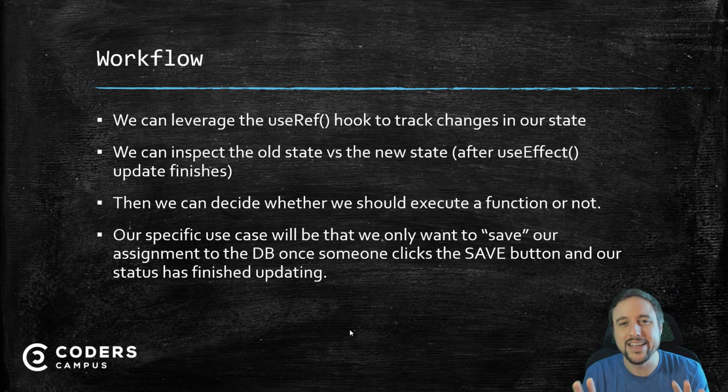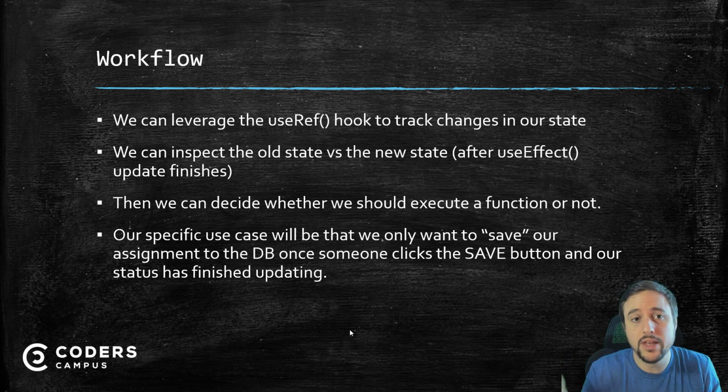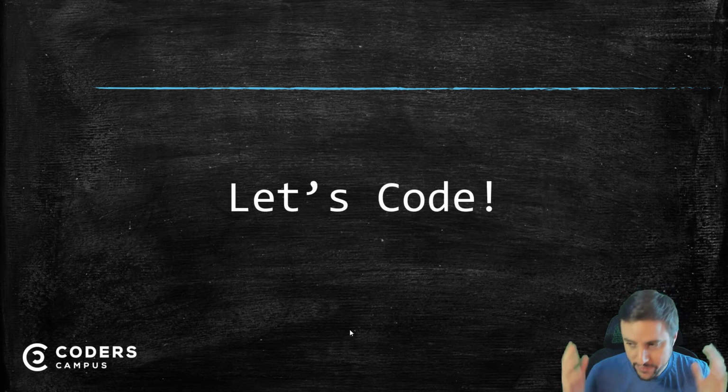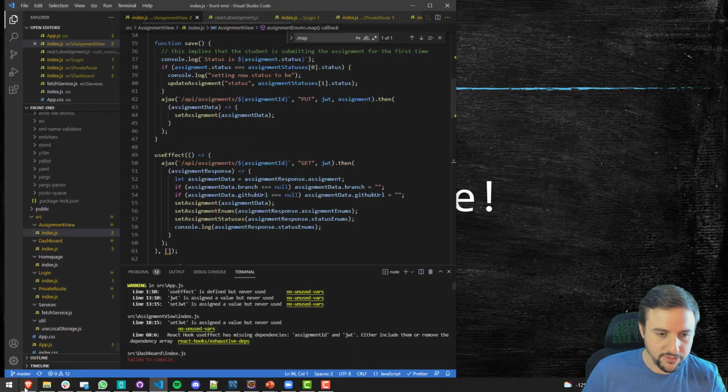So it's like we need to wait. We want to wait until after the status has been updated, and then we want to fire our save method. However, there was just no simple way to do that unless you use this useRef hook as well. So having said that, now that you're filled in, let's dive into the code itself.